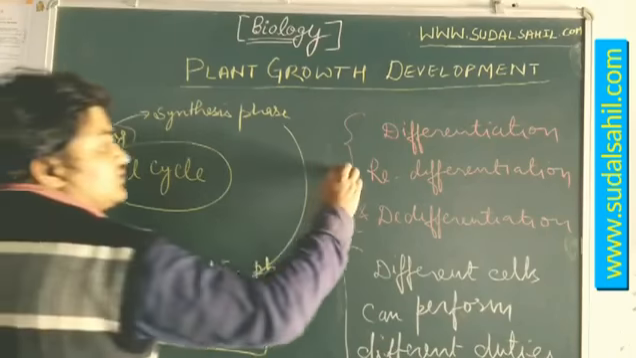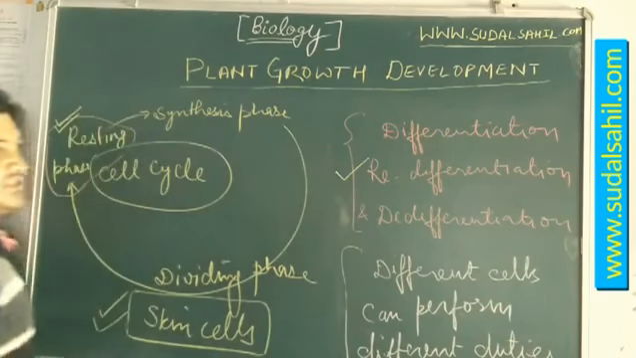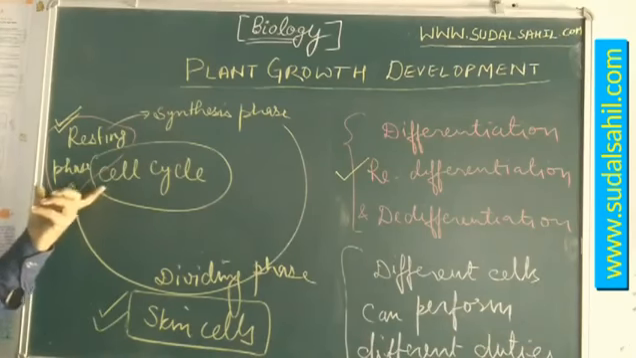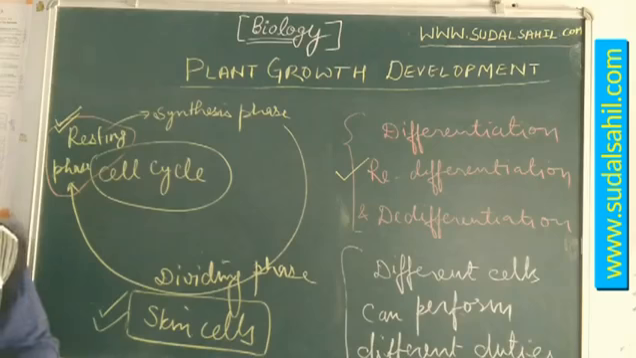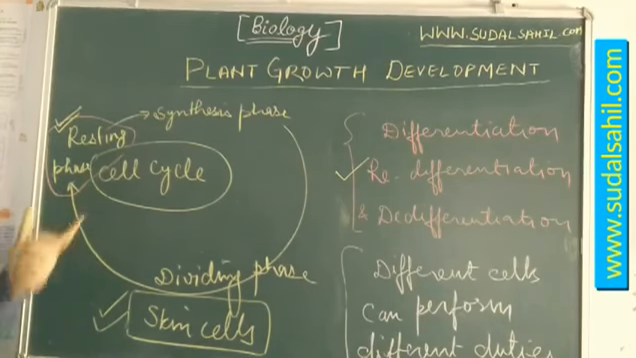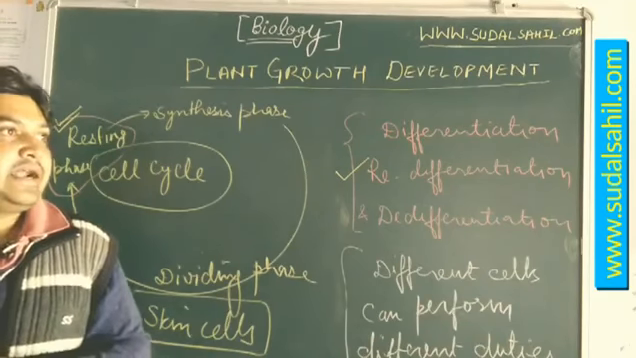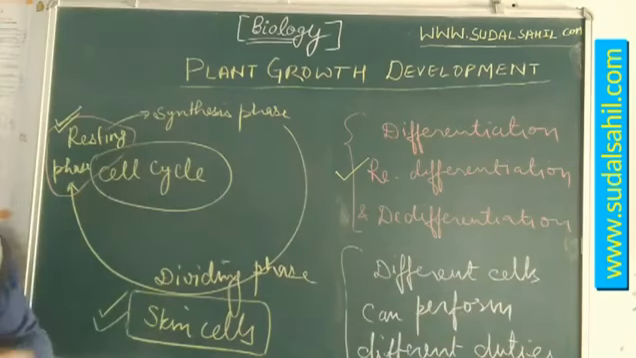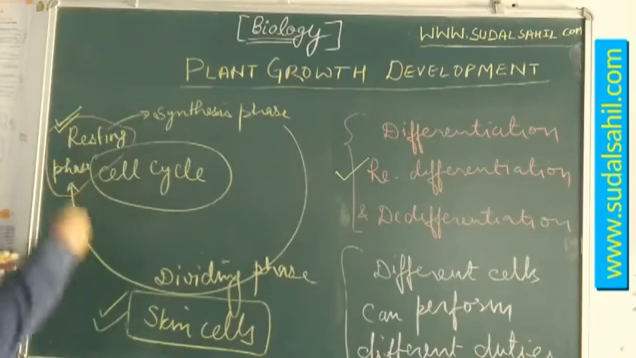What is redifferentiation? Redifferentiation is the same thing: we trap cells in the resting phase, and they are able to differentiate. If we break this resting phase by providing some outside growth medium, they can differentiate and divide. This is redifferentiation. Then dedifferentiation.